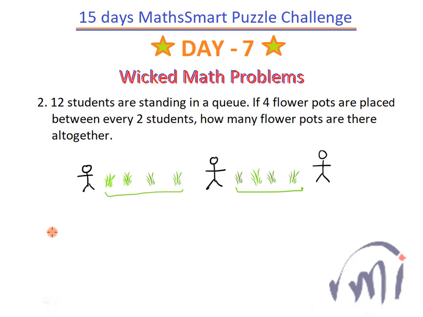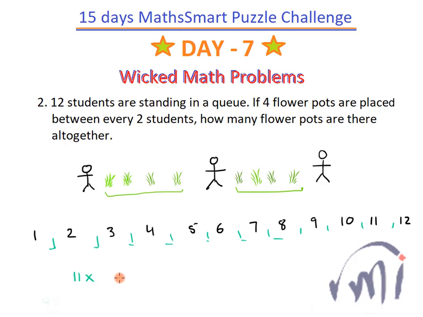So since there are 12 students, let me write the number in place of each student. So suppose these are the spots for 12 students, then there will be a total of 1, 2, 3, 4, 5, 6, 7, 8, 9, 10 and 11 blank spaces between all those students, and each blank space will have 4 flower pots. That means the total number of flower pots required will be 11 multiplied by 4, 44. So this is the correct answer for the number of flower pots required to be placed in between 12 students.